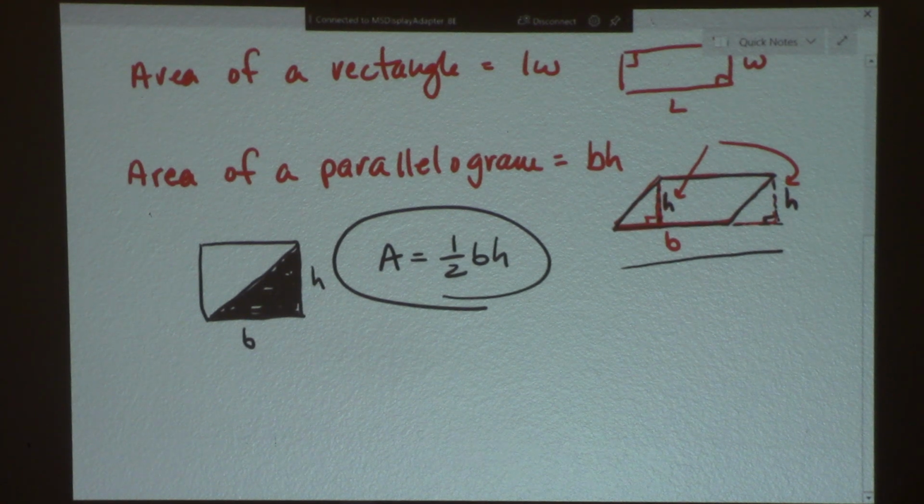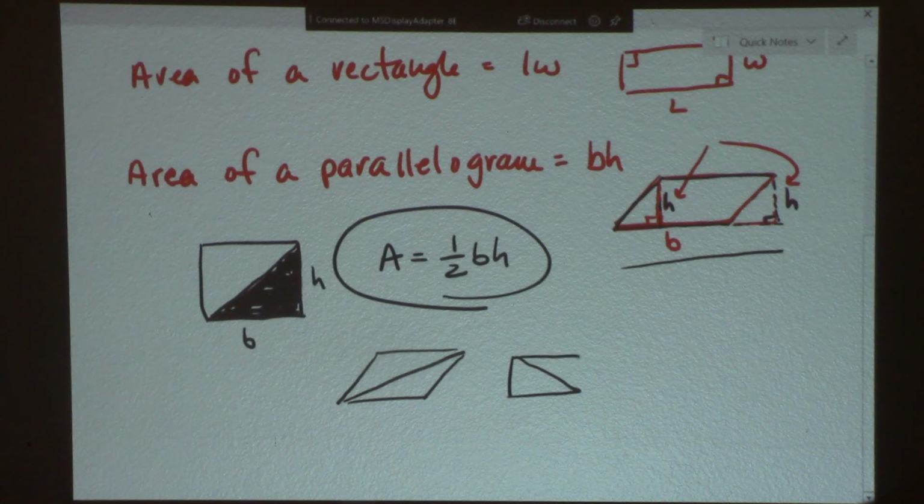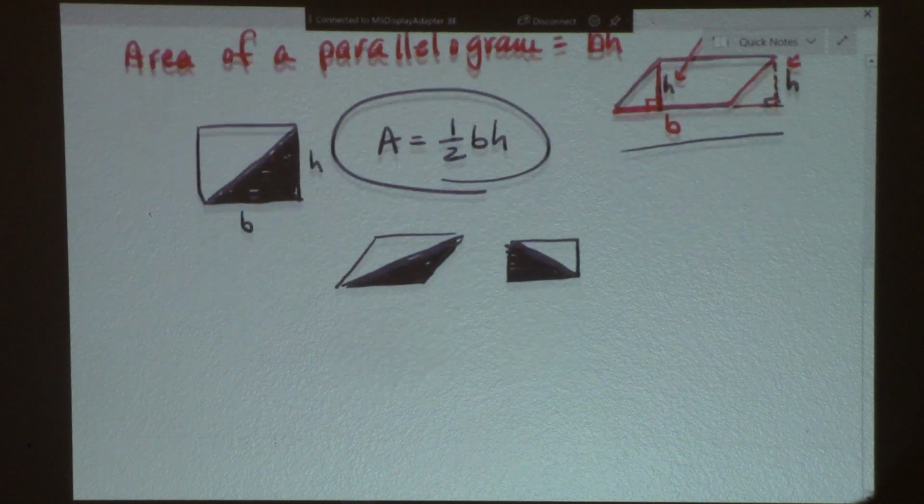So you see, every triangle, no matter what shape it is, can be doubled into either a square, a rectangle, or a parallelogram. And a triangle is always half. Okay? So let's keep going.